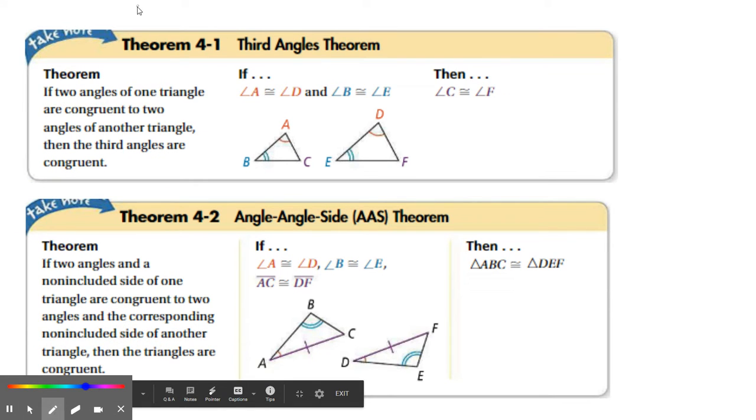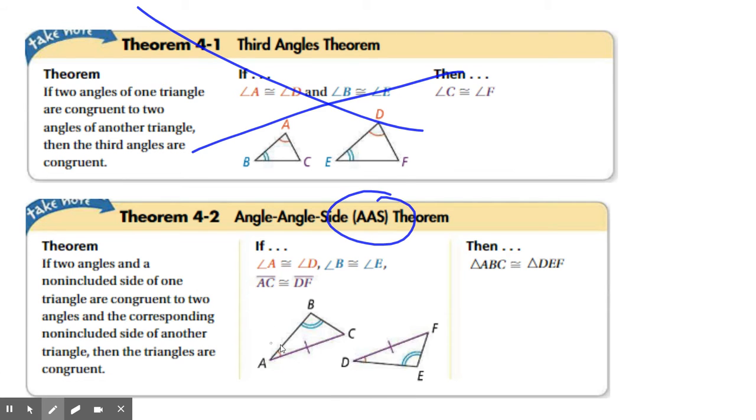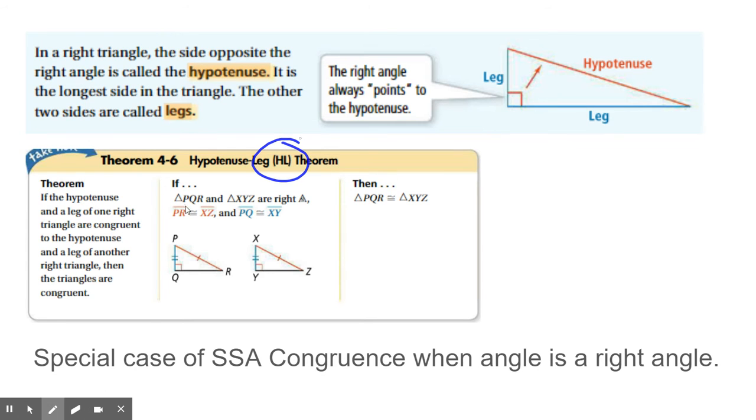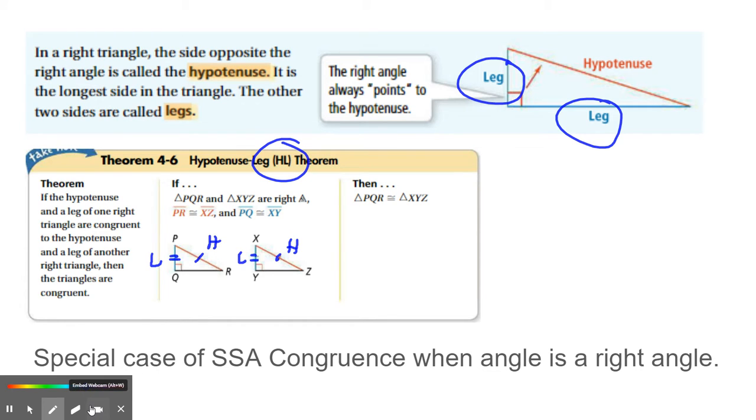And then ignore the third angle theorem here, and then there's angle, angle, side. So now we have 2 angles and the side that's not in between. It would not be AB, because AB would be in between. We also have our special HL for right triangles. So remember, if you can show me that the hypotenuses are congruent, so that would be PR and XY, and a pair of legs. In each right triangle, there are 2 legs. You only need 1 pair from both triangles. Then you could prove that the triangles are congruent by HL.